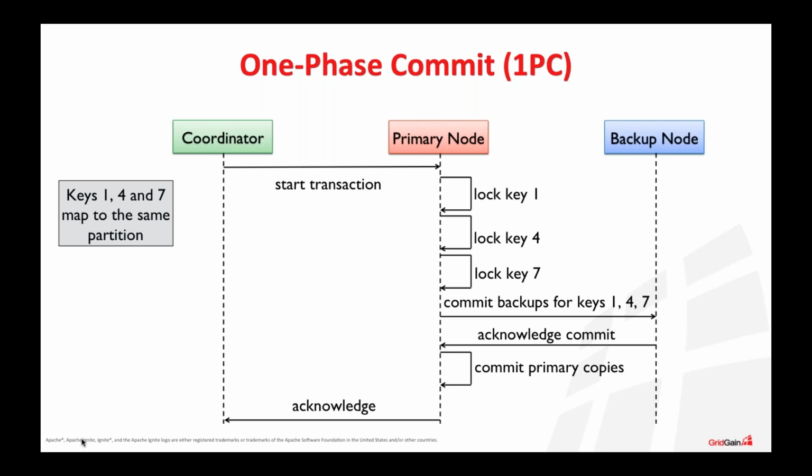So once the primary receives that transaction logic, it acquires all the locks locally, which we can see here. So we can see there's lock key 1, lock key 4, lock key 7. Once the primary receives the transaction logic, it will acquire all the locks. It will send only one commit to the backup. Okay. The backup acknowledges the commit. The commit is performed on the primary, and then the primary sends an acknowledgement back to the coordinator. So this is the kind of ideal situation.